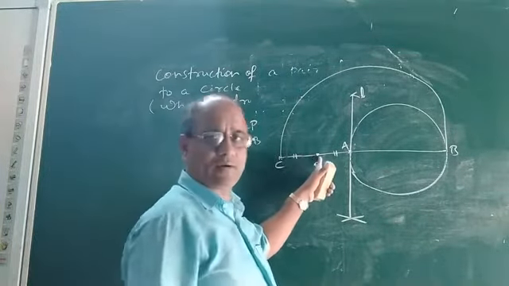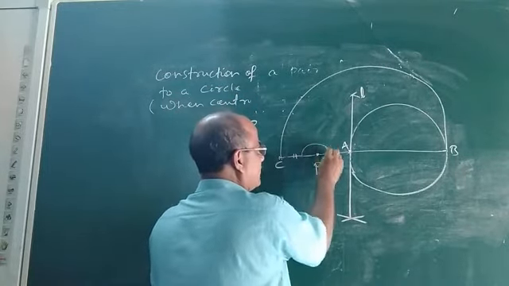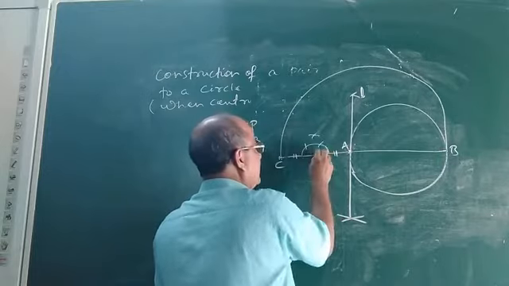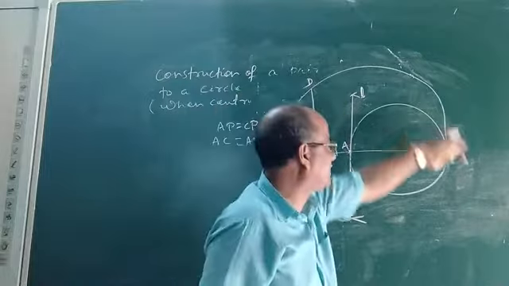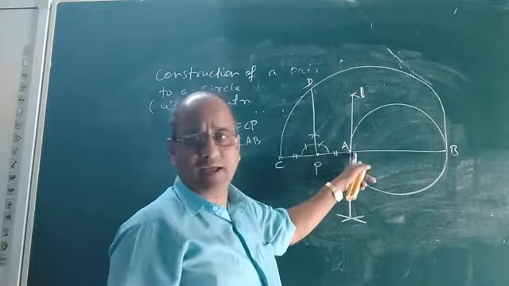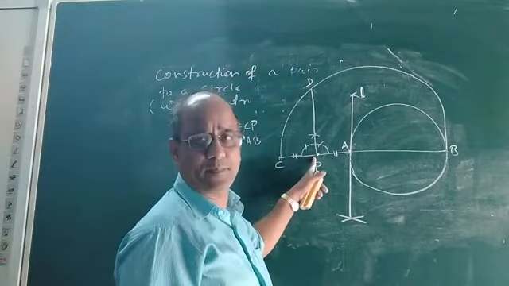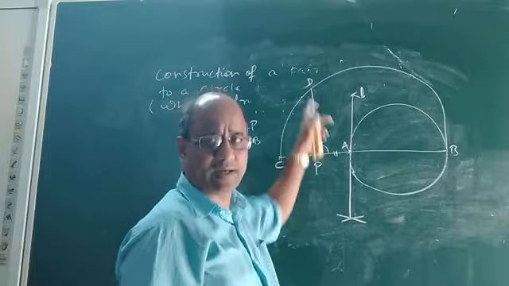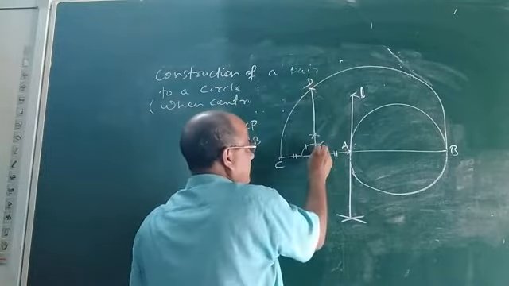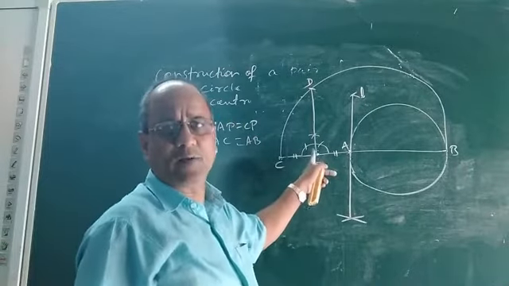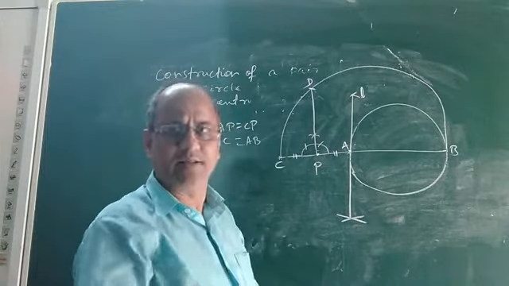The next step is look at the point P. At this point, you have to construct 90 degrees, a perpendicular. After constructing the semicircle, taking A as center and AC or AB as radius, the next step is at the point P, you draw a perpendicular or 90 degrees. Suppose the perpendicular drawn at the point P intersects the semicircle at D. Then what is the next step?